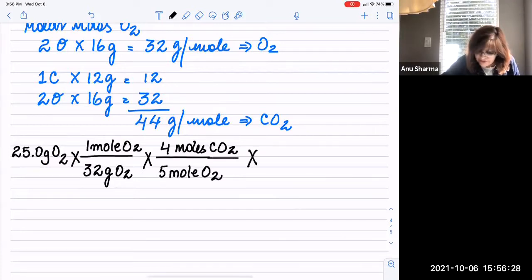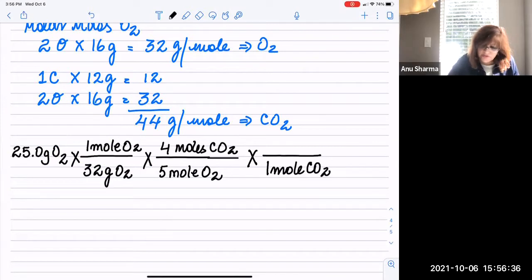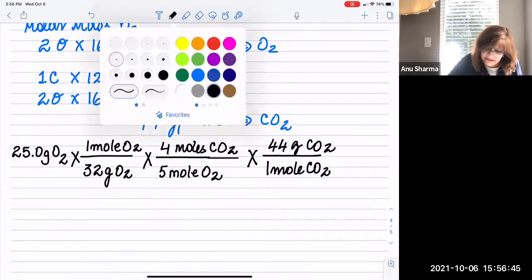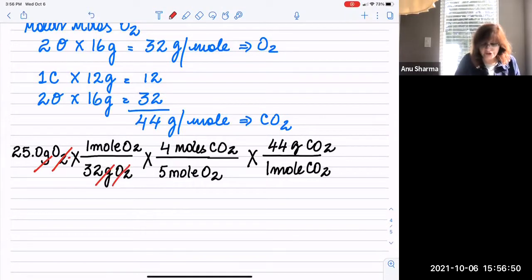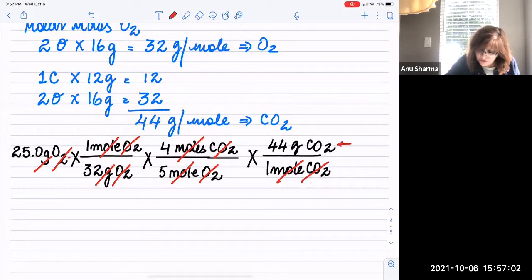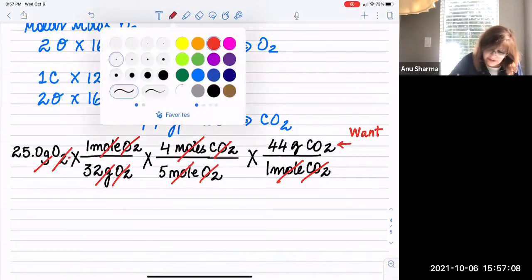Next, we need the grams of CO2. So we know that 1 mole of CO2 is 44 grams of CO2. You will set this up, and here you take the grams of O2, and grams of O2 cancel out. Moles of O2 and moles of O2 cancel out. Moles of CO2 and moles of CO2 cancel out. And you are only left with the grams of CO2, and this is what you need to find. So the rest is just math.